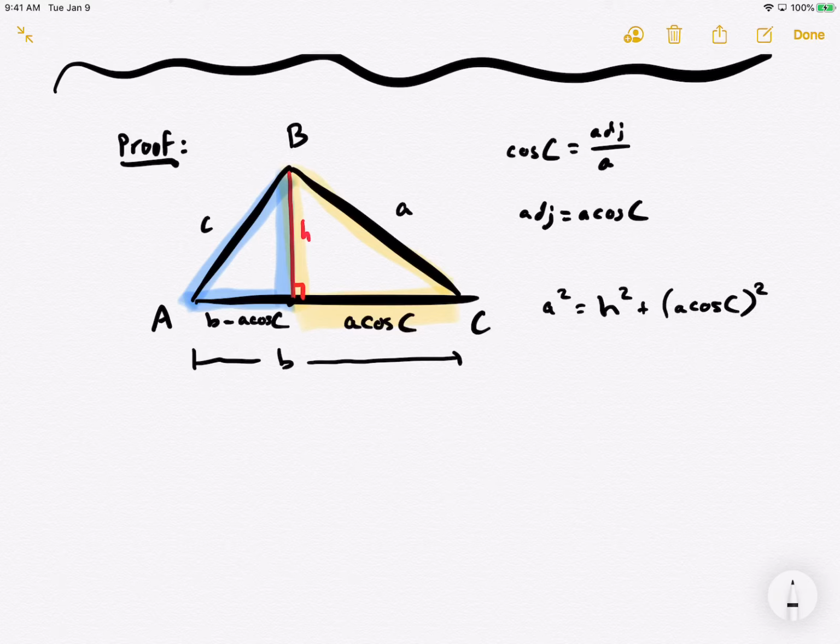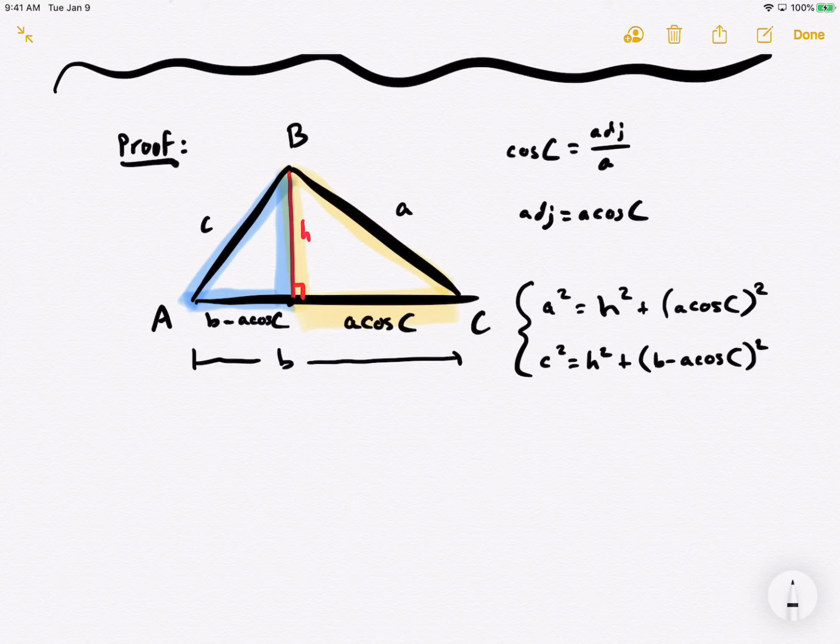That's just applying the Pythagorean theorem to the right triangle on the right. When I move to the blue triangle on the left and apply the Pythagorean theorem, I'll get c squared equals h squared again, plus this binomial (b minus a cosine c) squared. Right. So I now have two equations with lots of unknowns. I don't really want those h squareds involved. That's really just a means to an end.